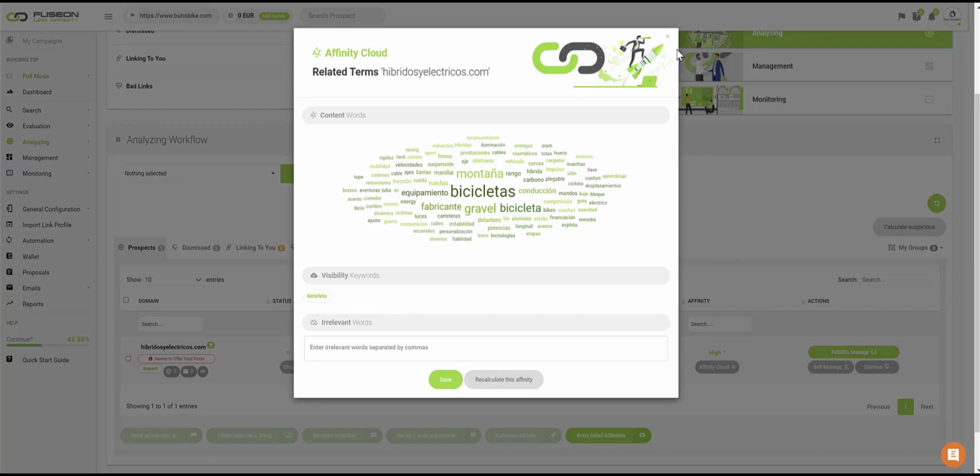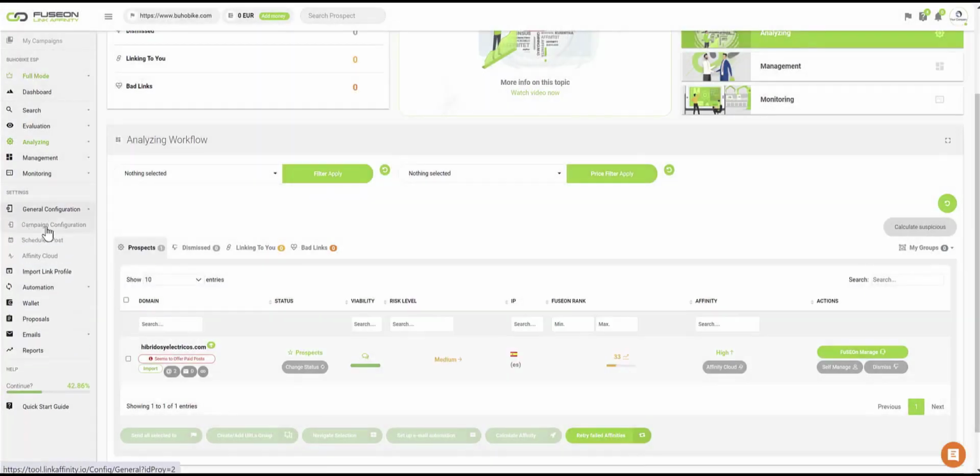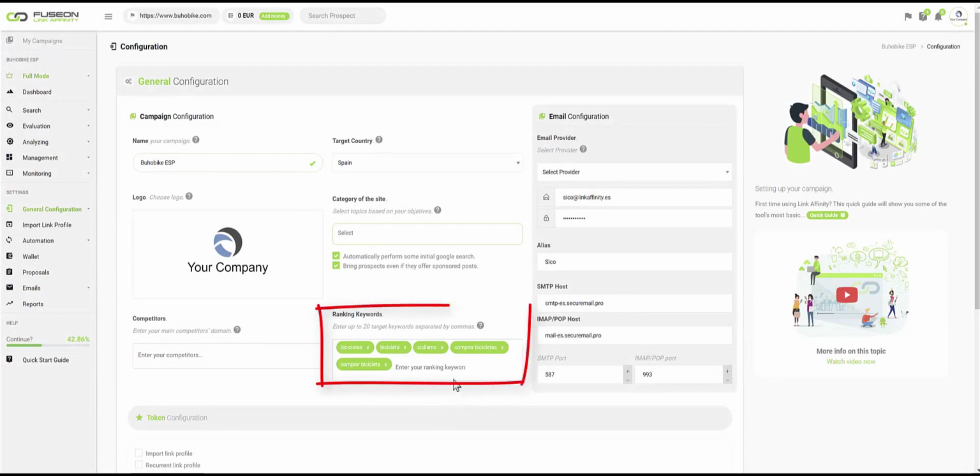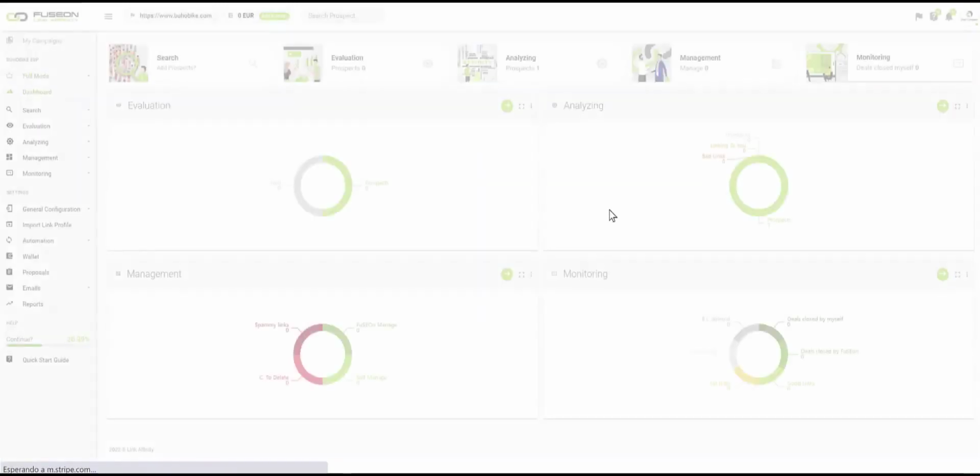You, in the general configuration, enter the terms you are interested in, and we will take them into account as if your website was talking about this. That is, even if you don't have it in your content, we will take it into account in the semantic affinity calculation.